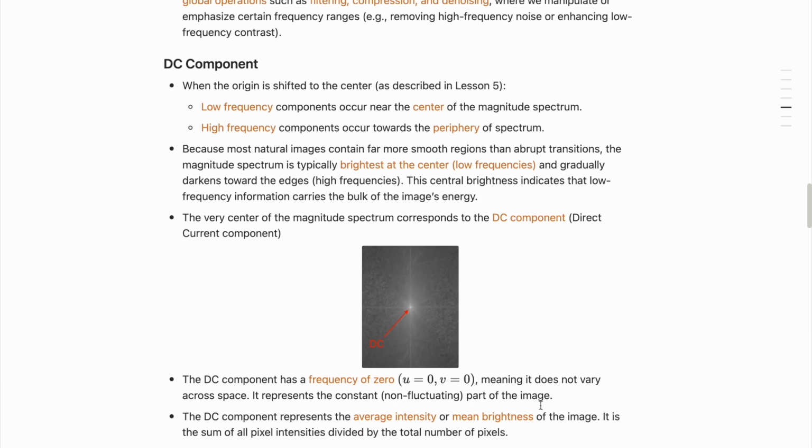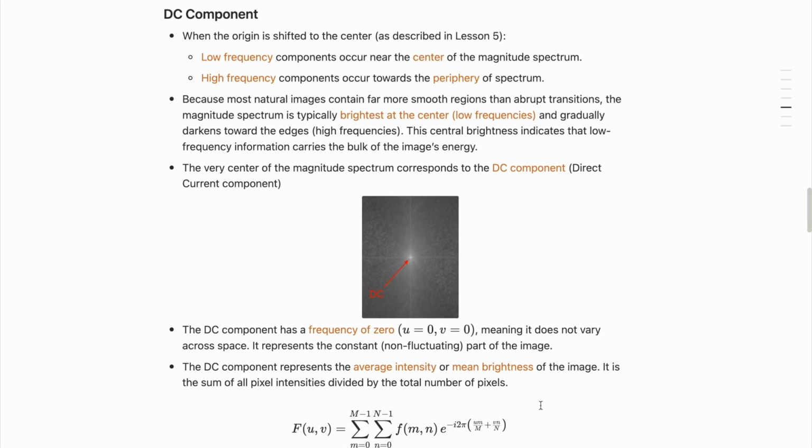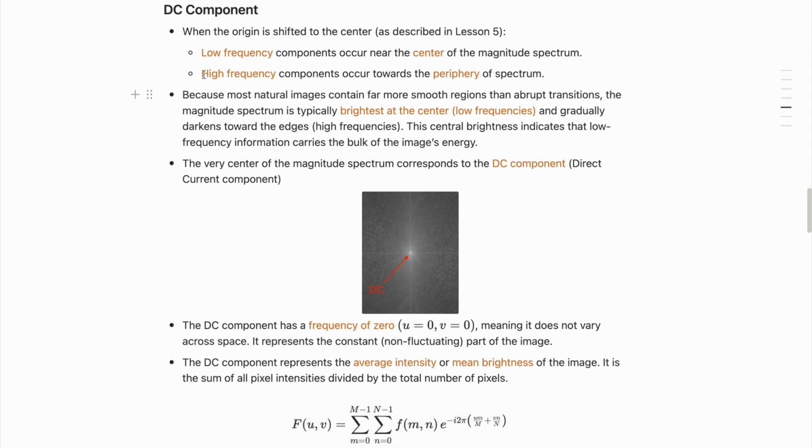Let's talk about the very center of the Fourier space, which is called the DC component, or the direct current component, because of an analogy to direct current electrical current. We generally, as we'll see in the next lesson, shift the origin from the corners to the center in the magnitude spectrum. So this point corresponds to u equals 0, v equals 0.